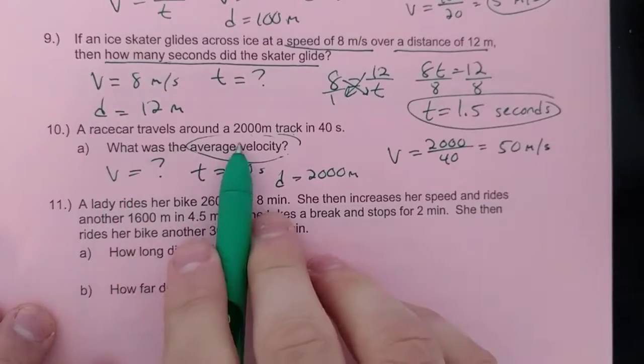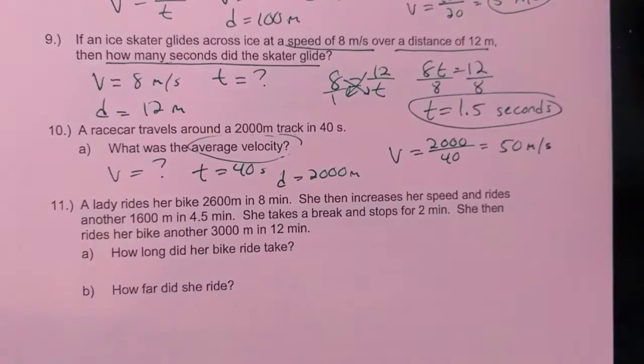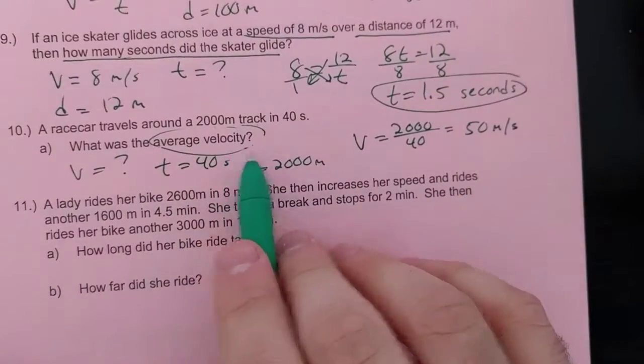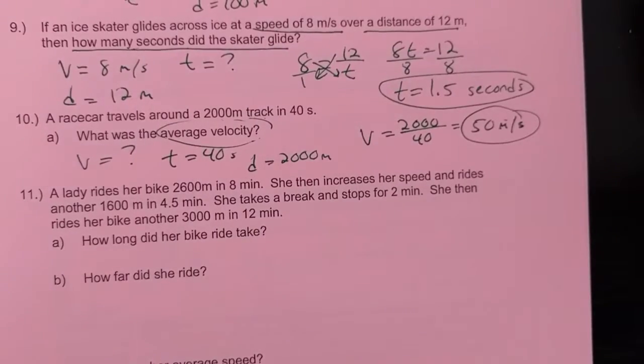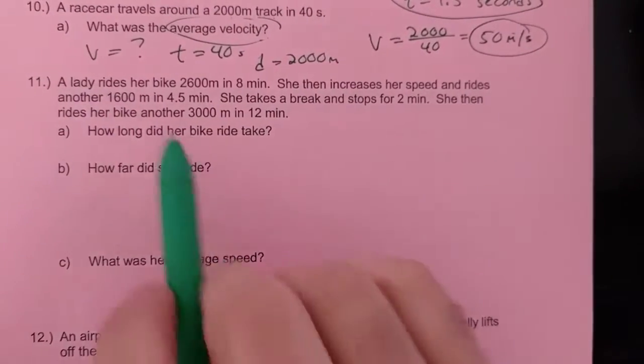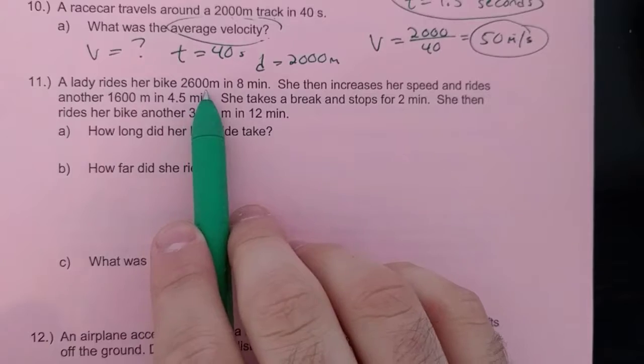Now, you'll notice that it doesn't say velocity in certain units. Whenever it doesn't give you the units it wants it in, just leave it as is, whatever is given to you. Okay. Number 11. A lady rides her bike 2,600 meters in 8 minutes.